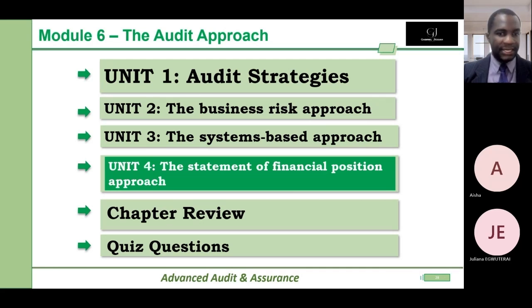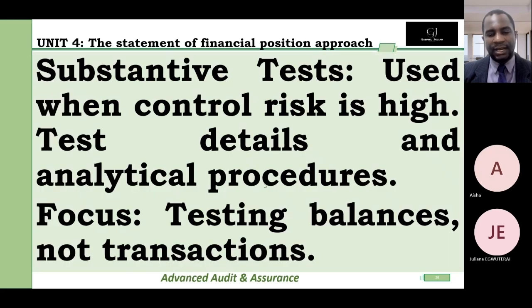Okay, so we just looked at the system-based approach. I believe we have questions. Are there any questions for the system-based approach, so that we'll run through the last unit before we retire this chapter 6? Any questions on the system-based approach? Okay, I believe it's self-explanatory. All right, so let's look at the last unit, which is the statement of financial position approach.